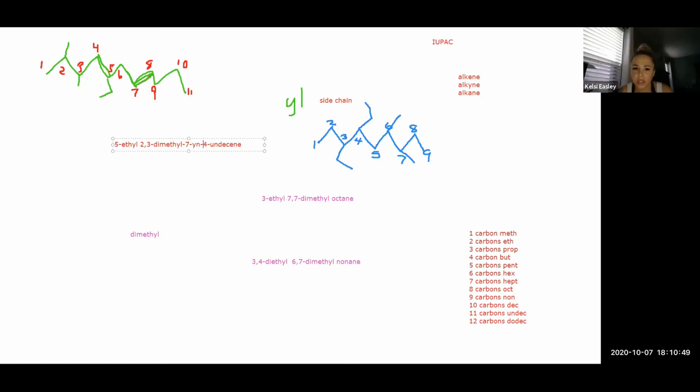And the 4 attached to the undecene is just saying that there's a double bond on the 4. Yes, it tells me that there's a double bond that starts on the 4th carbon.